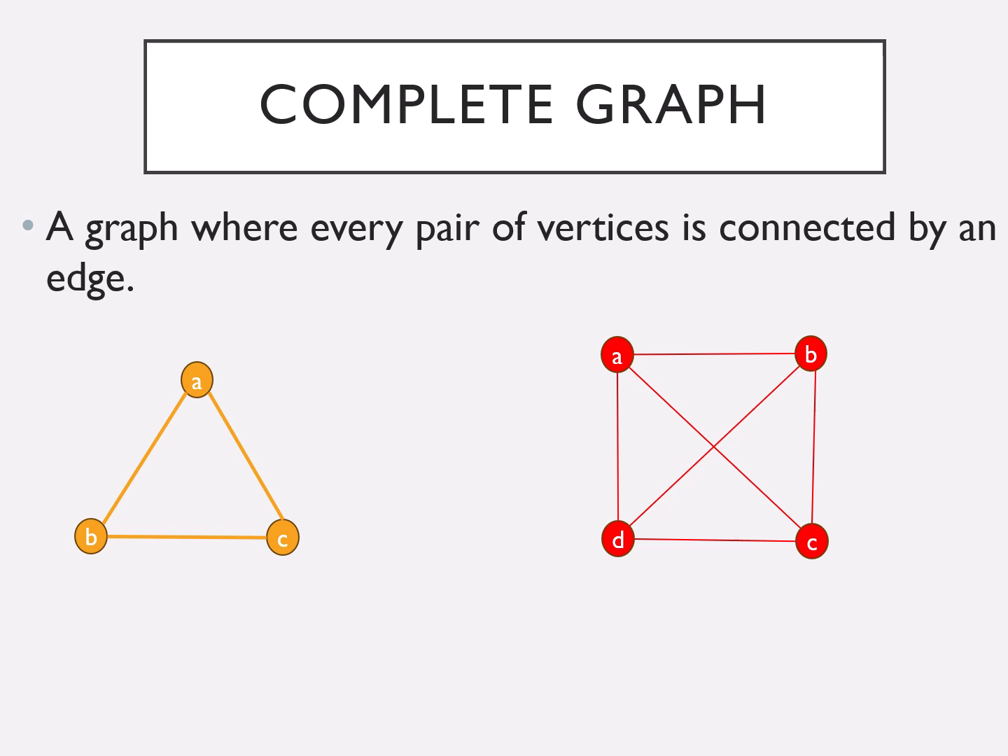We will label the first graph, the complete graph on 3 vertices, as K3. Here K represents complete graph and 3 represents the number of vertices in graph G. This is K4.